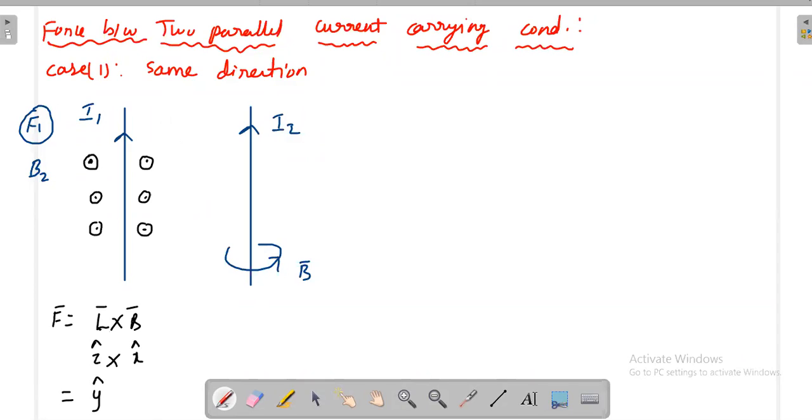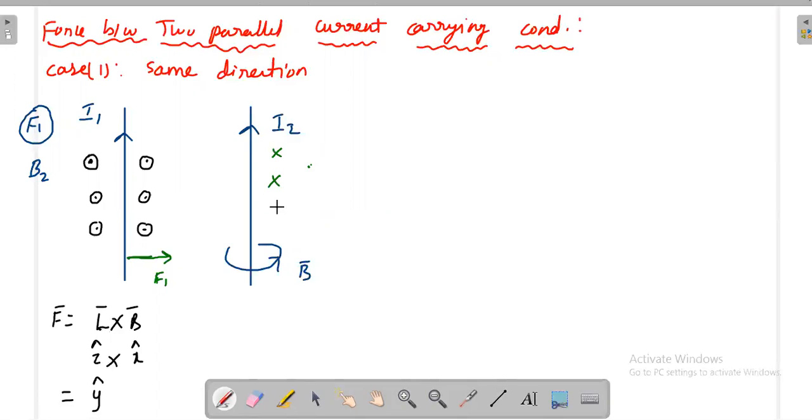Then what is the force on conductor 2 due to the magnetic field that is created by conductor 1? As the current is flowing in this way, definitely the magnetic field will be such that, in this place, due to conductor 1, the magnetic field will be going inside. So you will be observing the tail of the arrow.